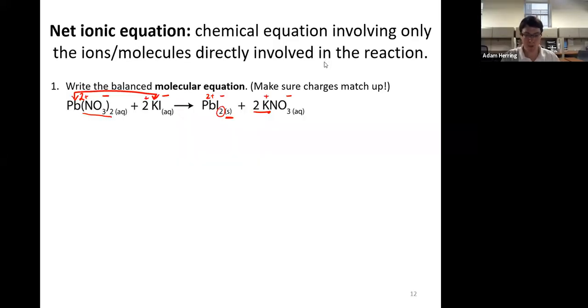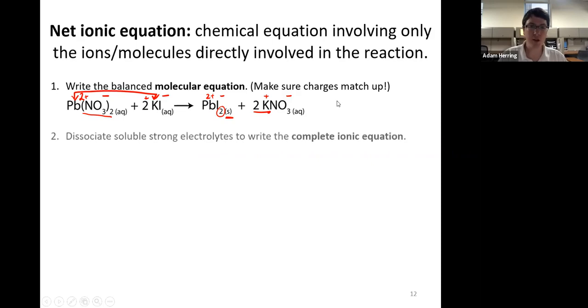Welcome back. Now that we've determined that our molecular equation is balanced, both in terms of the charges and in terms of the number of each atom, we can move on. What we need to do now is apply the solubility rules and dissociate any strong soluble electrolytes. And this will allow us to write the complete or full ionic equation.